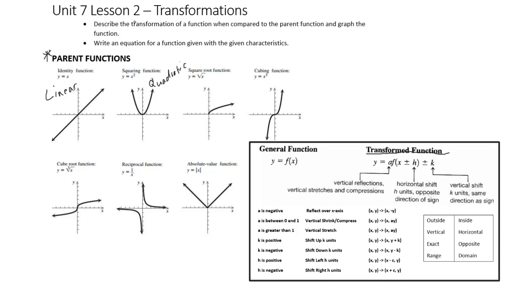I use these over IHOD. If it's on the outside of the function, it affects the vertical, does exactly what you think, and changes the range. And then IHOD is if it's inside the function, it affects the horizontal, does the opposite of what you think, and changes the domain. So these are some notes that I think are very useful. I'd recommend writing them down. Let's look at some examples.